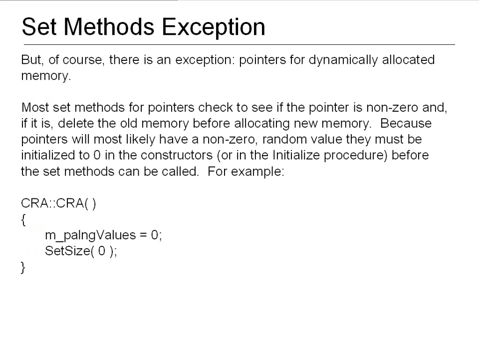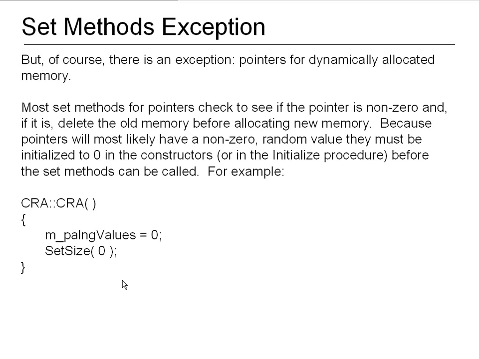But of course there is an exception to this rule, and that exception is pointers for dynamically allocated memory. Most set methods for pointers check to see if the pointer is non-zero, and if it is, delete the old memory before allocating new. Because pointers will most likely have a non-zero random value, they must be initialized to 0 in the constructors or in the initialize procedure before the set methods can be called. Otherwise, it'll try to free some random chunk of memory and cause you much pain and suffering.